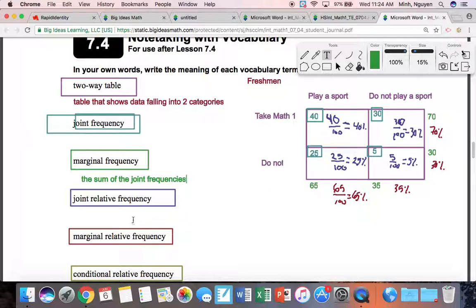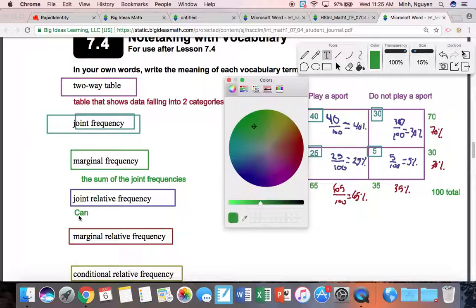The joint relative frequency, so now when it says relative, this is just the number of students at all: 40, 25, 5, and 30. But I said we surveyed, how many students did we survey? 100 in total. So I'm going to take this total and drop it off right there. 100 total, and the joint relative frequency is the joint frequency divided by the total. So you have 40 divided by 100 is 40%. You could express this as a decimal or a percent.